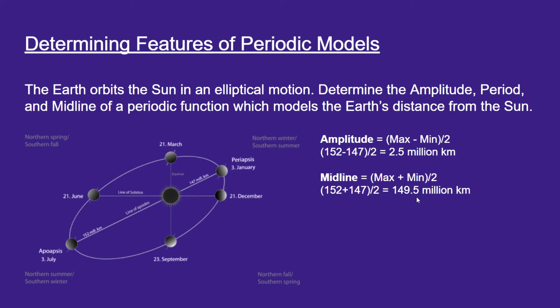So our midline is 149.5 and our amplitude is 2.5. Something interesting is that you can check your answer by adding the amplitude to the midline and asking, did I get the maximum? What is 149.5 plus 2.5? That'd be 152, which is my maximum. What's 149.5 minus 2.5? 147, which is my minimum. So I can use that to fact check myself and confirm that I have the correct midline and amplitude.